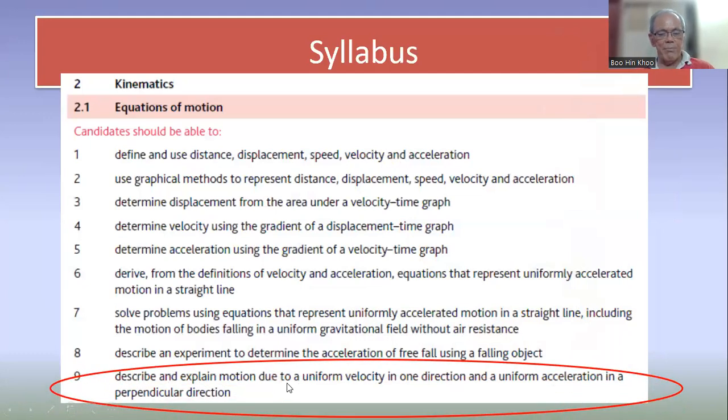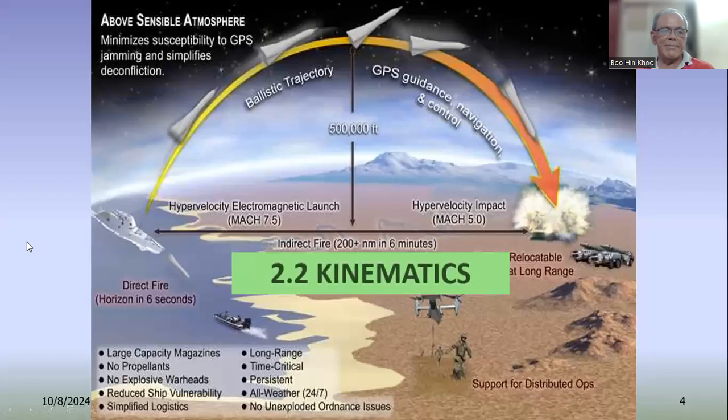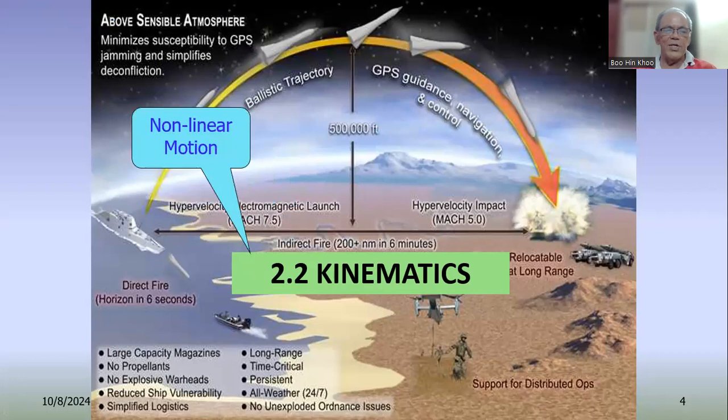Describe and explain motion due to uniform velocity in one direction and uniform acceleration in the perpendicular direction. Basically, that is projectile motion. We call it non-linear motion. That means it's not in a straight line.